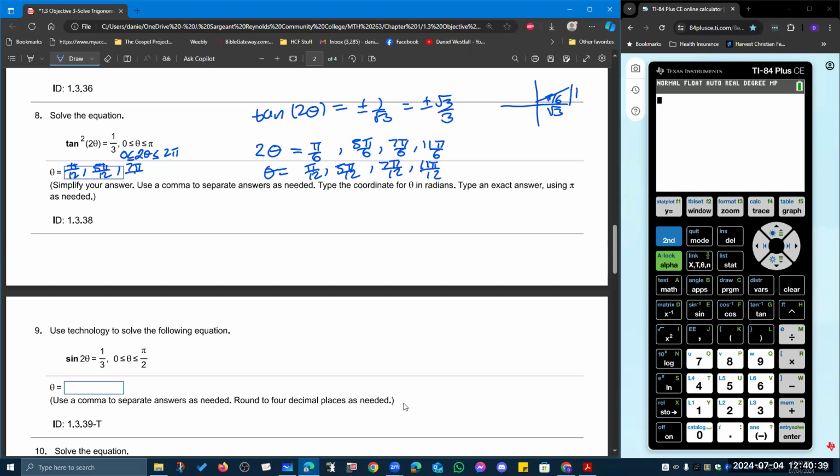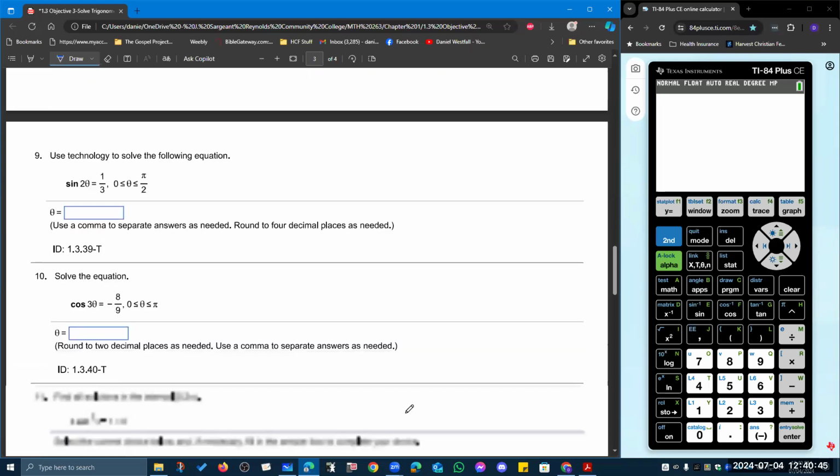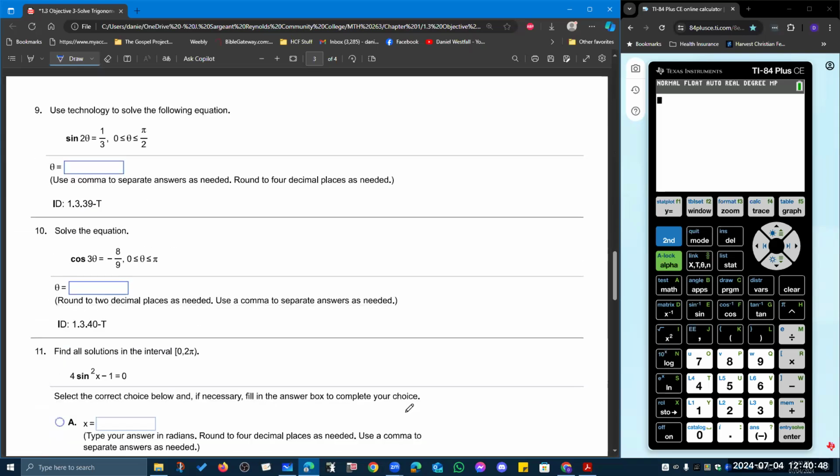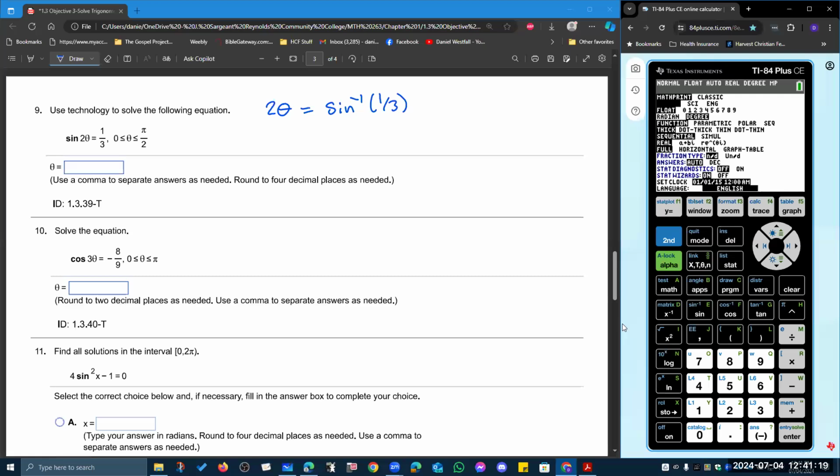Right? This is the one where I'm going to need the calculator here in a second. We'll see. So sine of 2 theta is equal to 1/3. So 2 theta is equal to arc sine of 1/3 in radians. Let's make sure I'm in radian mode.